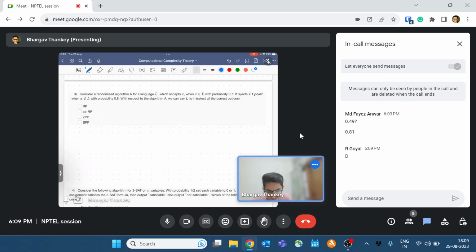Okay, that D is correct. Since we are supposed to select all options that are correct, can you first tell me why we can rule out A, B, and C?